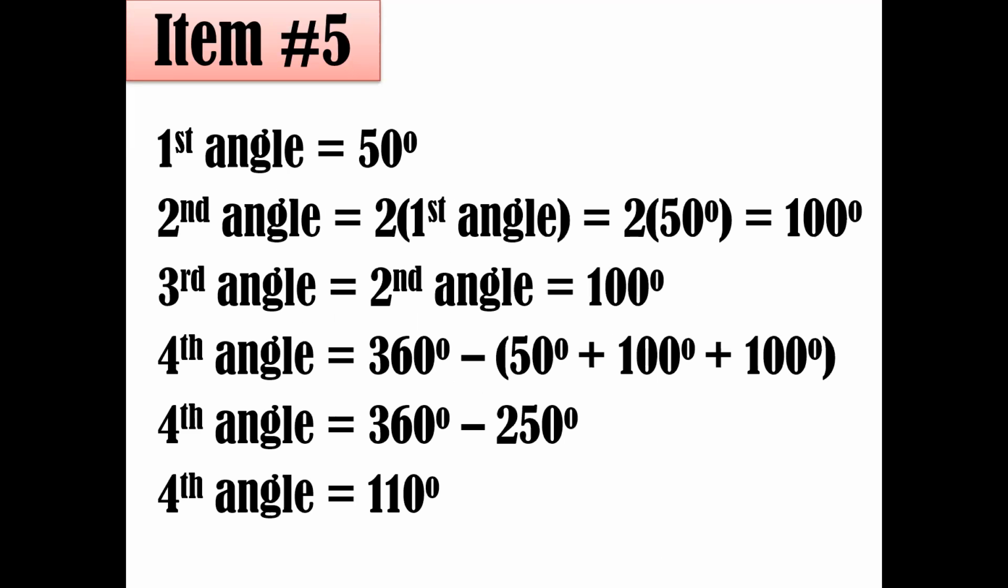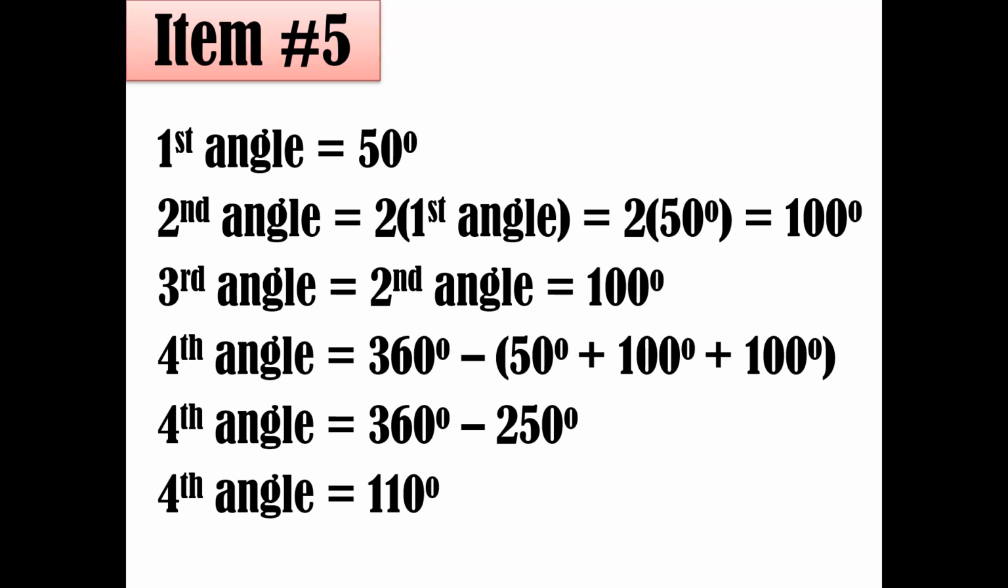Let's see. So, yung first angle po natin ay 50 degrees. Sabi kasi sa problem, yung second angle ay twice the first, so 2 times 50 degrees, ibig sabihin yung second angle is 100 degrees. Nakasaad din po sa problem that yung third angle ay equal sa second angle. And since yung second angle ay 100 degrees, so yung third angle po natin ay dapat 100 degrees din.